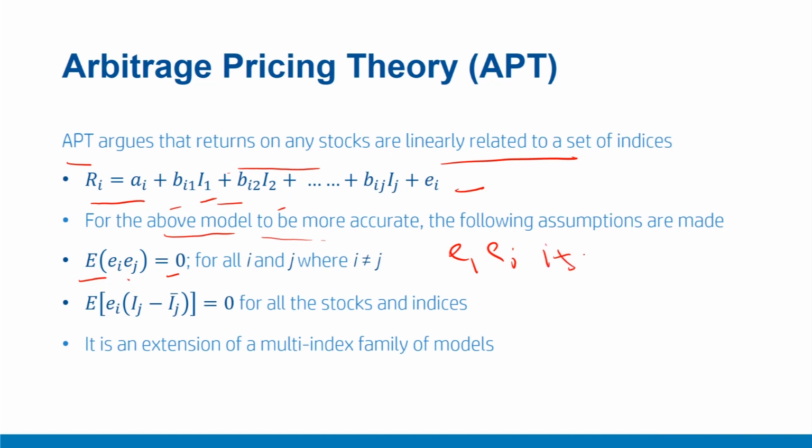Here i is assumed to be not equal to j. That means these Ei and Ej are stock specific components. They are not supposed to be correlated. Any correlation between Ei and Ej would be sort of a violation of these index models.